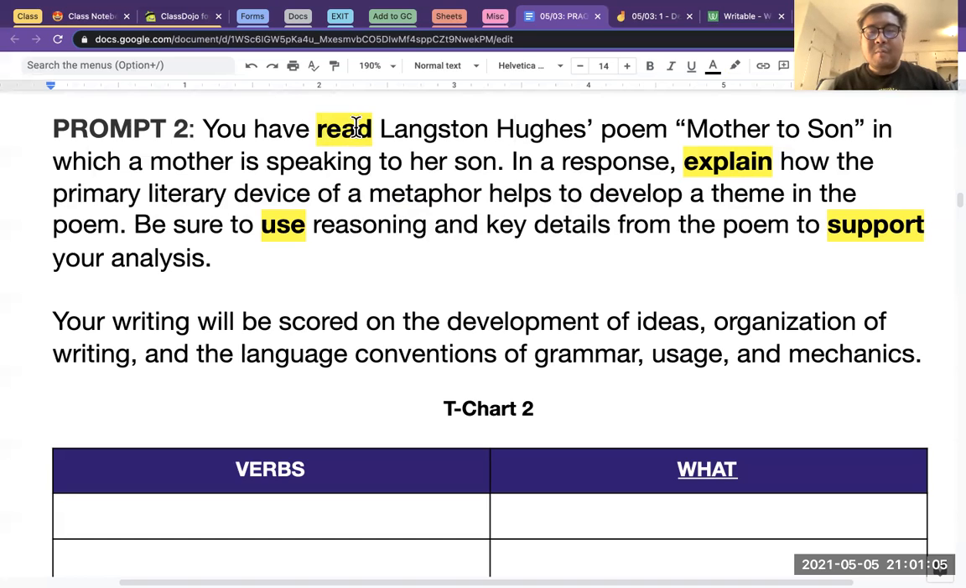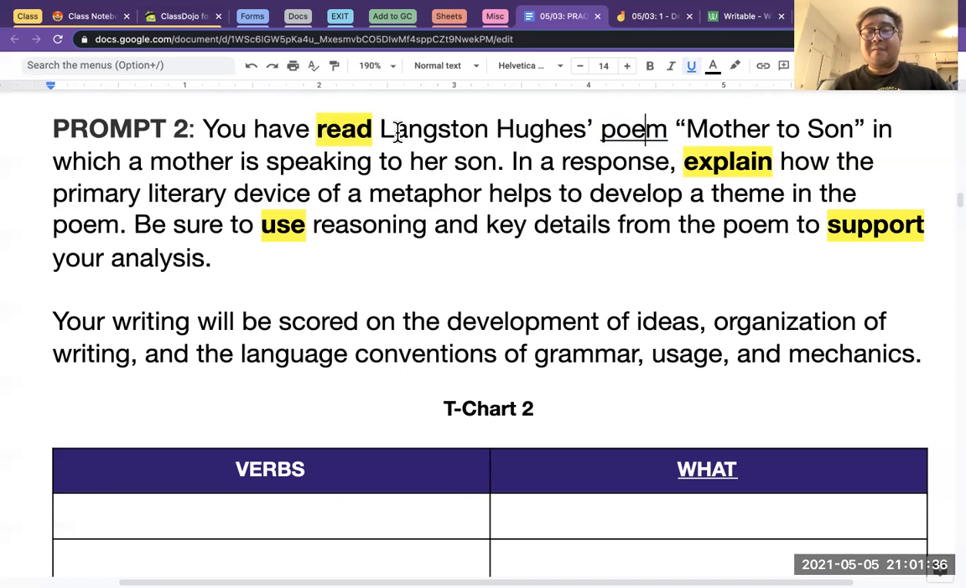So here we go. Read is the verb. What am I going to pair with the verb that makes sense? What in this sentence tells me anything related to the word read? So since this is still present, since I haven't read the text yet, I'm going to read Langston Hughes' poem, Mother to Son. I'm going to underline poem, okay?